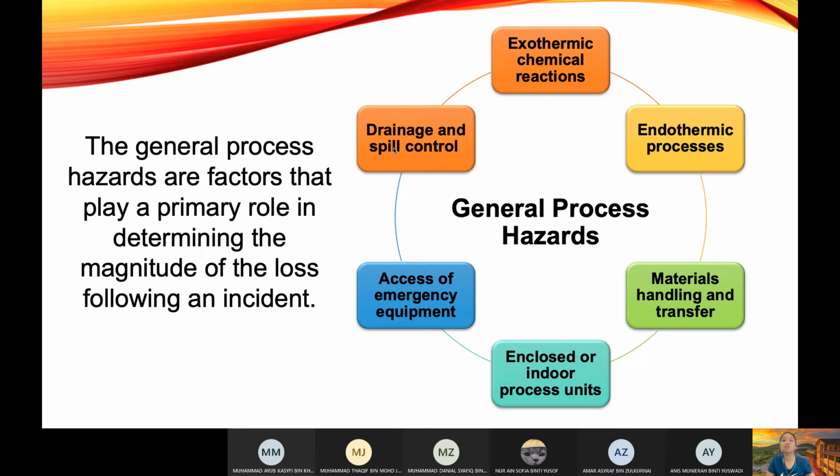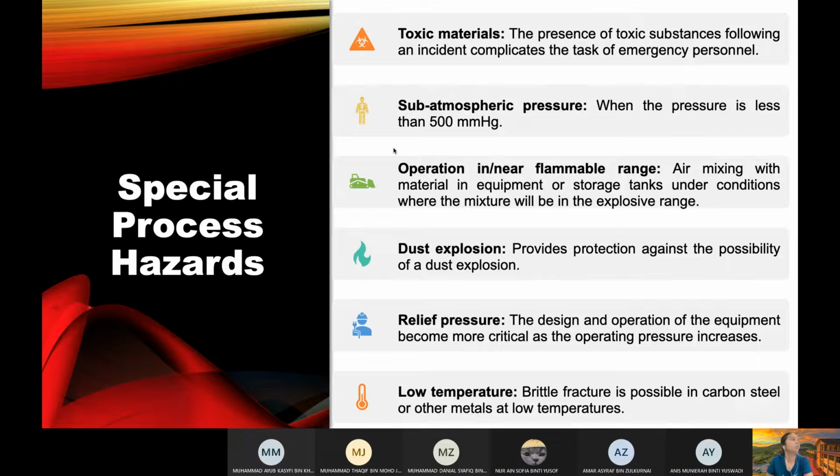So tadi ni general one means applicable to most of the plant. The next one are the special one, meaning it might be applicable to some, but it might not be applicable to all. So this involves toxic material, sub-atmospheric pressure. You might be surprised, certain equipment is sub-atmospheric, meaning less than atmospheric pressure. So kalau ni means kamu ada special consideration untuk case macam ni.